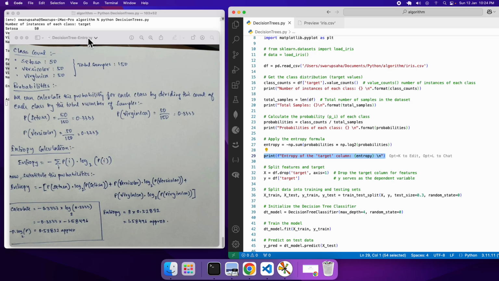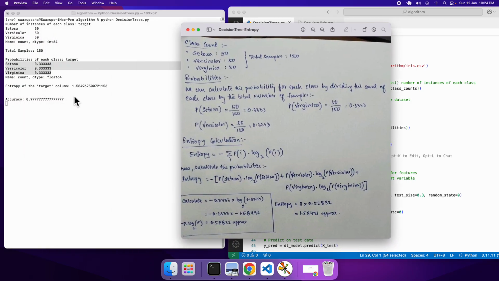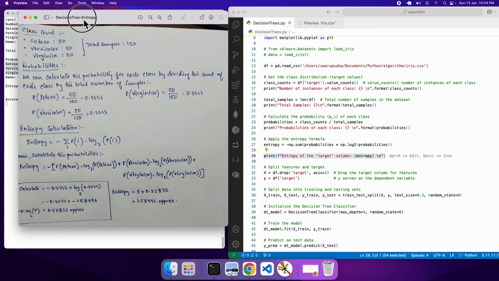So let me show you what the value of entropy is over here. We are getting a value of entropy as 1.5849 and so on. So how did we get this particular value? That's what I will be showing right over here.